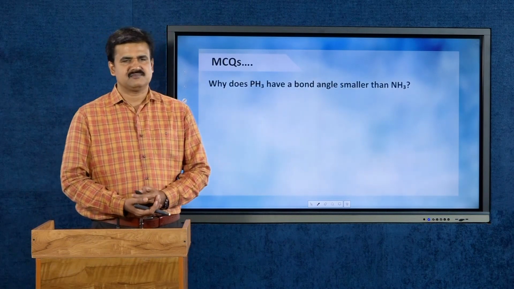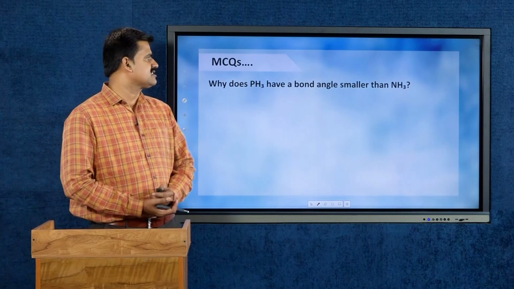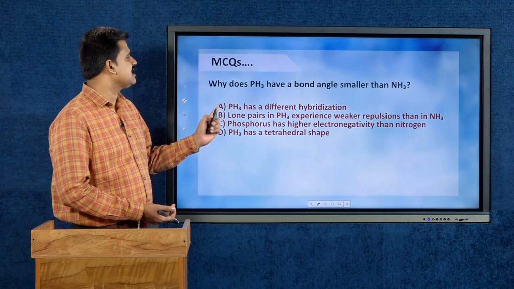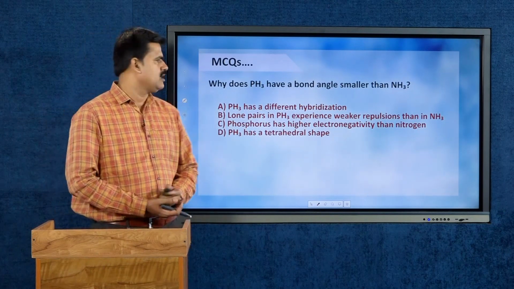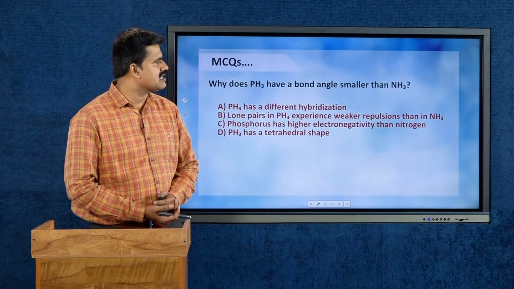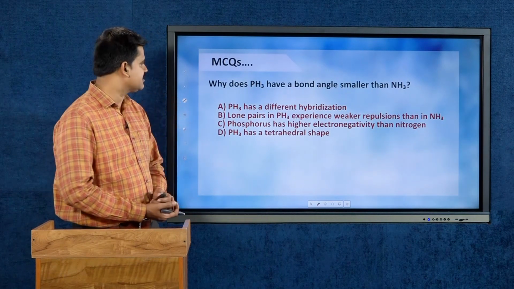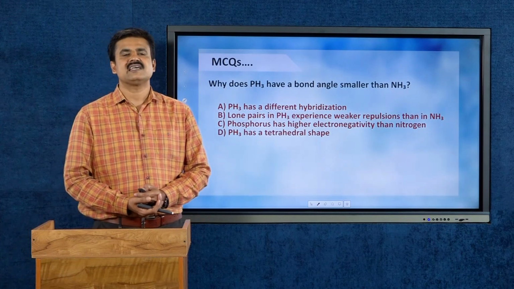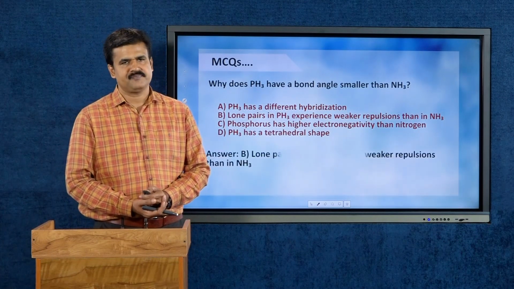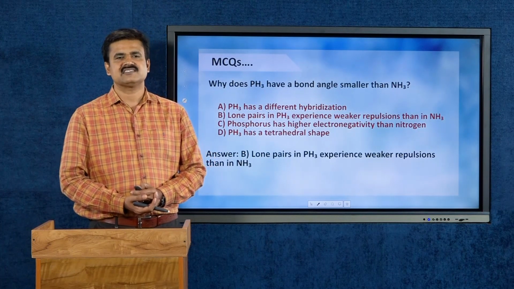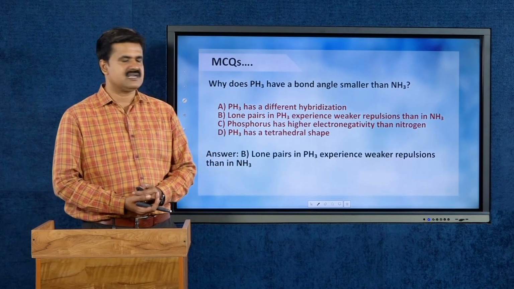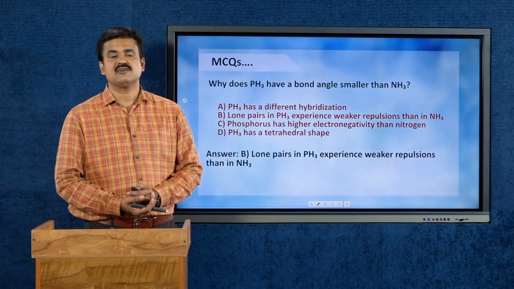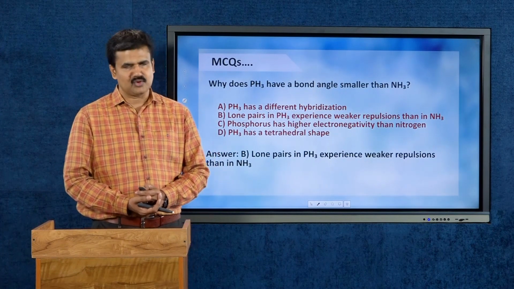Moving on to another MCQ. Why does PH3 have a bond angle smaller than NH3? These are the options. PH3 has a different hybridization. Lone pairs in PH3 experience weaker repulsion than in ammonia or NH3. Phosphorus has a higher electronegativity than nitrogen. PH3 has a tetrahedral shape. On arriving at the final answer, you can select option B: lone pairs in PH3 experience weaker repulsion than in ammonia.